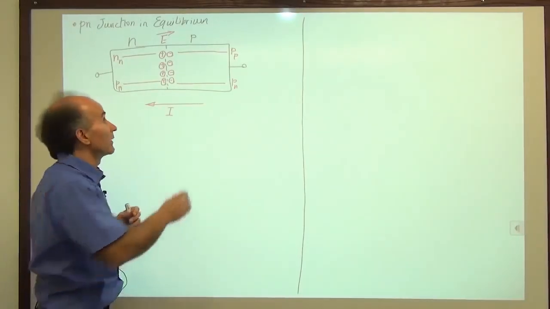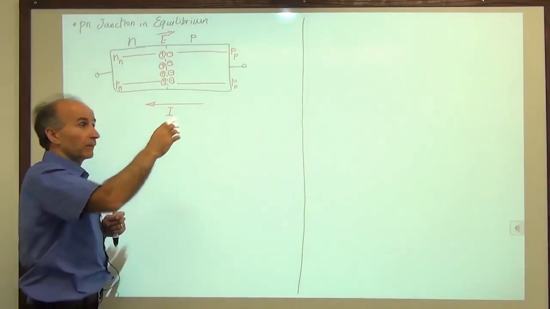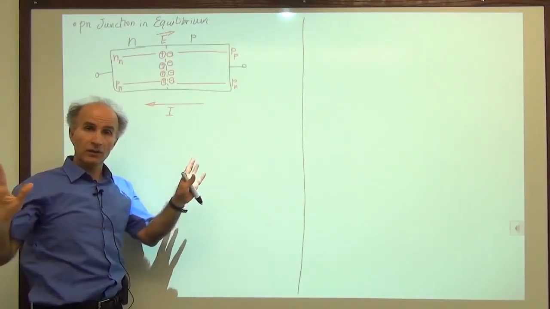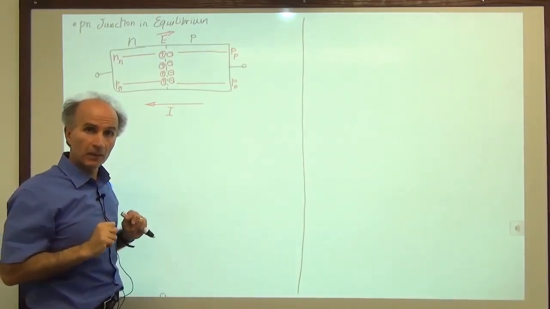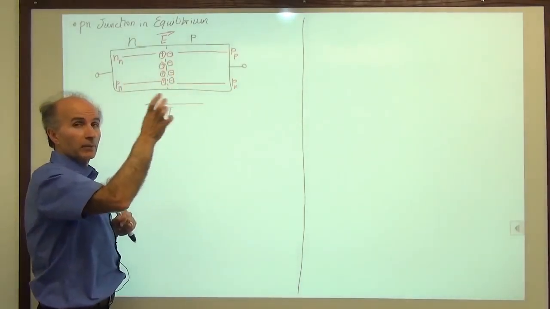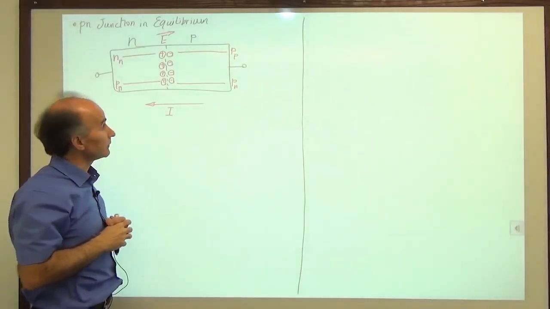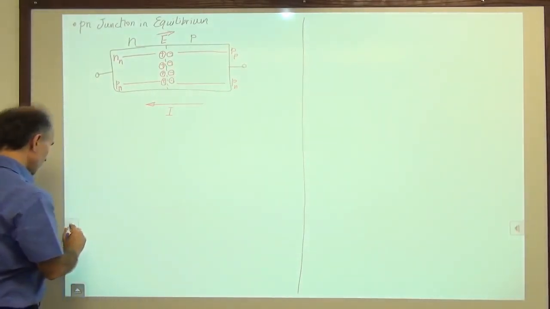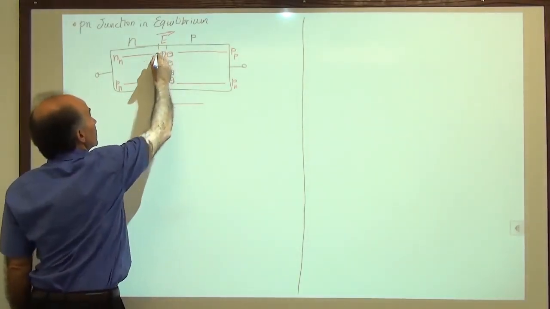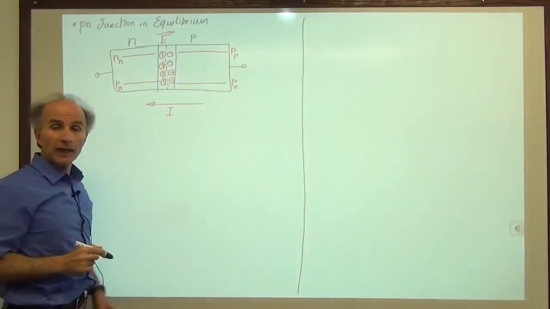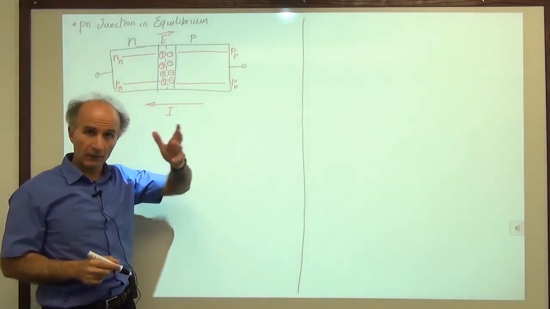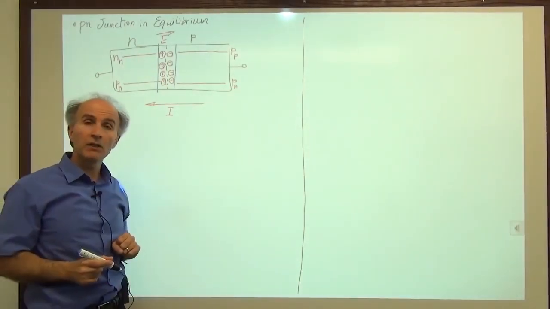So at some point, this field is strong enough to stop the diffusion of holes this way and the diffusion of electrons this way. And that's when the junction reaches equilibrium. Equilibrium means that the electric field has reached a point to stop the diffusion currents. Now we call this region here, where we have only ions, all the free charge has gone to the other side, the depletion region.